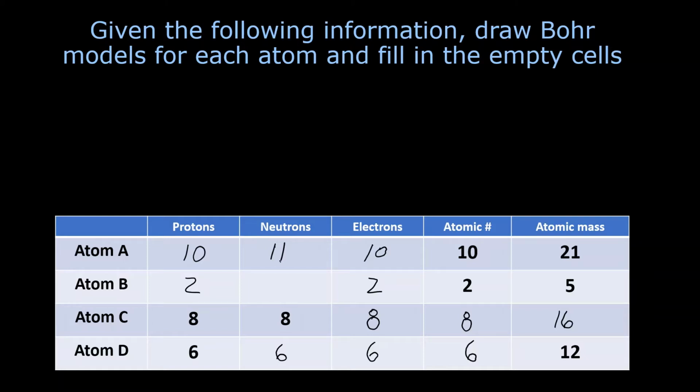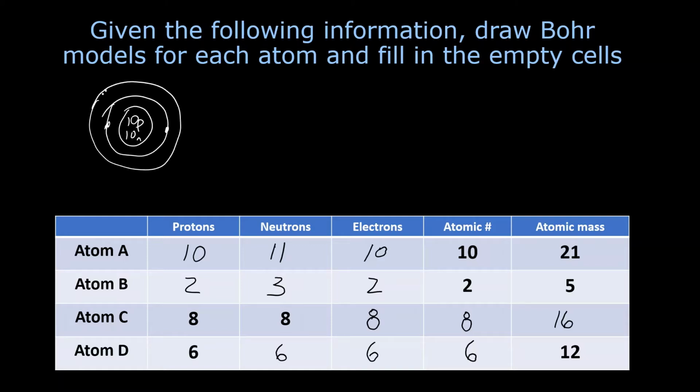Okay, atom B. Same game, we've been given an atomic mass of 5, right? And we know that's the weight of the protons and the neutrons, and there's 2 protons, so there's 3 left. This should be the number of neutrons. And if you want to sketch that out real quick, let's do it. Atom A, 10 protons and 11 neutrons, 10p, 11n. Electrons are 10, so you'd have 2 here, and you need 8 more.